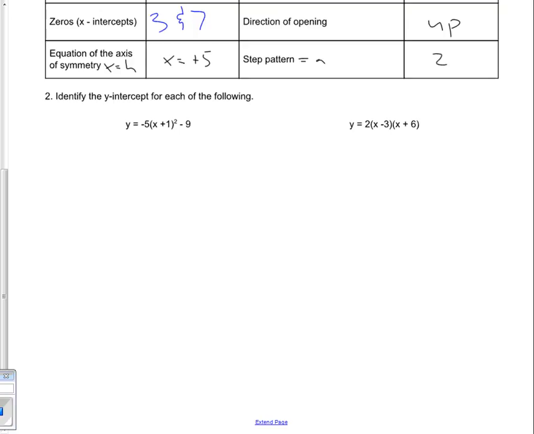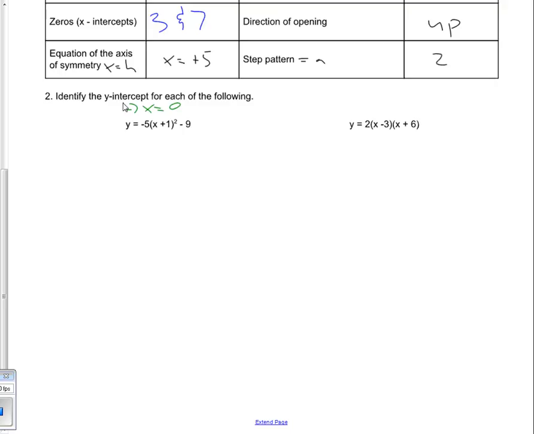The next thing I want you to do is identify the y-intercept for each of the two equations. Now, this is actually not as difficult as people tend to assume it's going to be, because anytime that you have a y-intercept, it means that the x value is equal to 0. So what we're going to do is substitute in 0 for x and solve for y. So we're going to use our algebra skills.